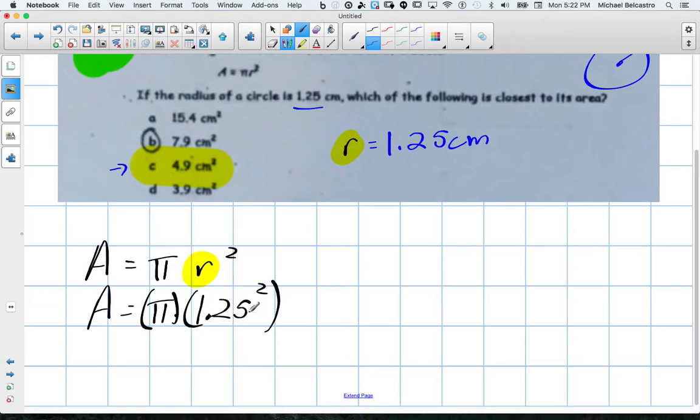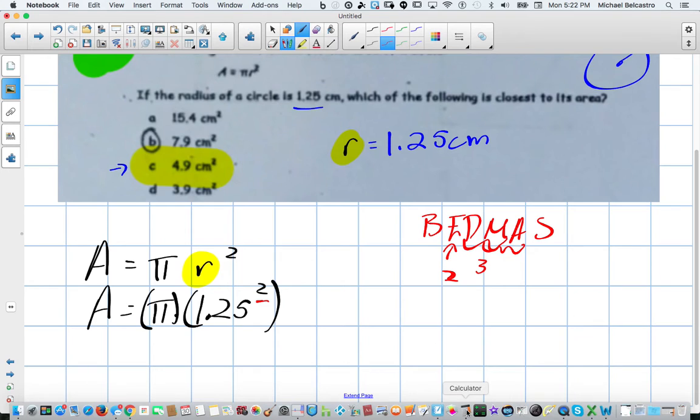So how do I know which to do first? Do I multiply by pi first? Do I do the exponents? You've got to think of BEDMAS. Yeah, I think it's the 1.25 squared. That's right. Because multiplication is technically third down the line, in the same space as division. Exponents are second in our order of operations. So because we have an exponent here, we're going to deal with that first.